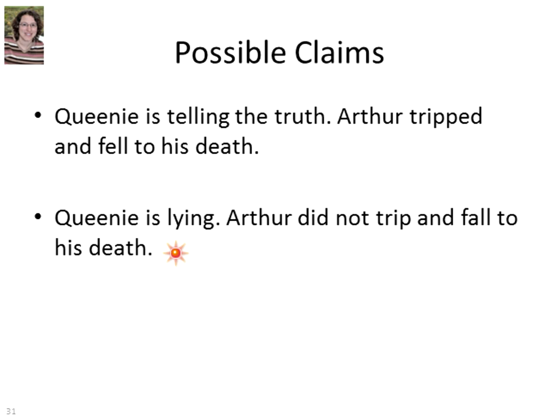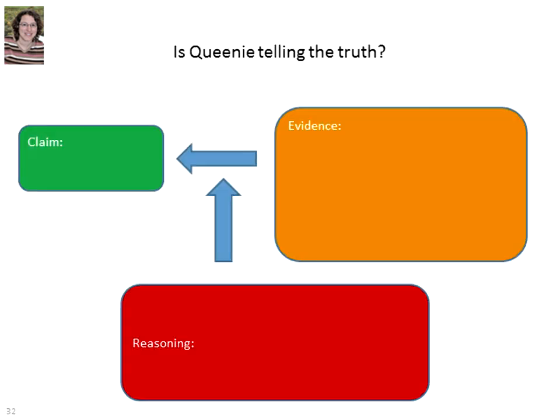Let's look at it graphically, the way a claim, evidence, and reasoning argument works. You have the question, is Queenie telling the truth? And then we're going to make a claim. That's probably easiest. We'll say Queenie is lying here.